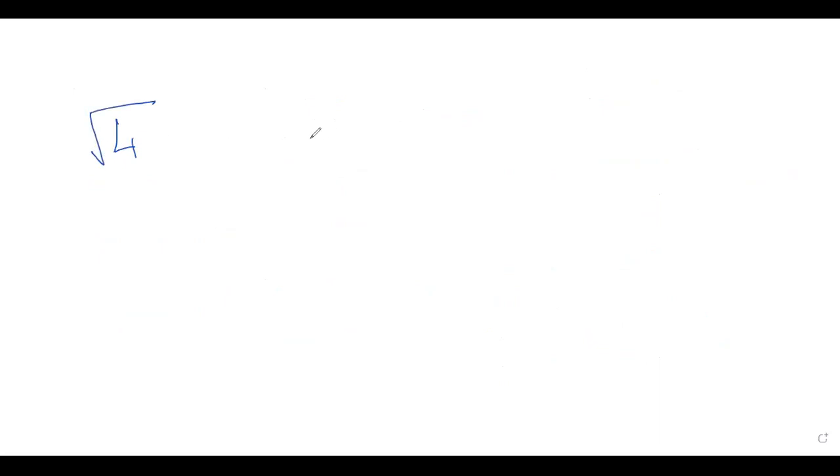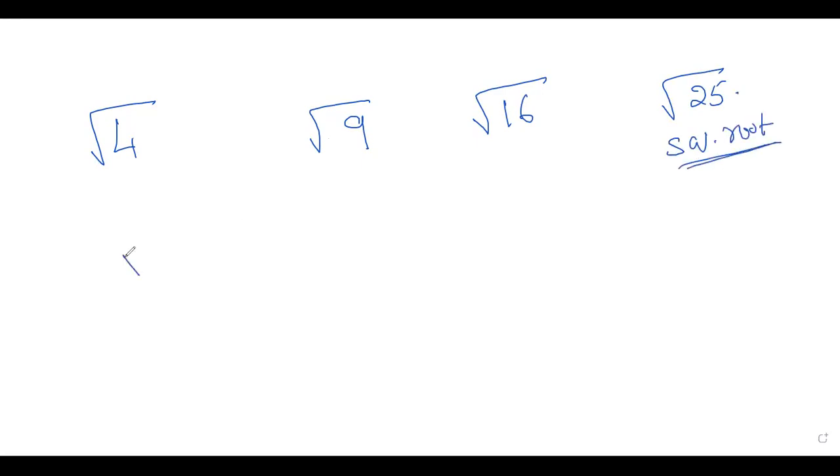We know this is the symbol of square root, right, children? It is called radical. We say square root of 9, square root of 16, square root of 25. If you don't write any number here, it means square root. See, for cube root, for example, this is square root of 8. If we write 3 here, we say it is cube root of 8.